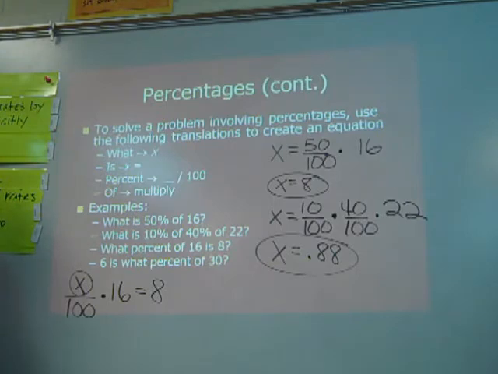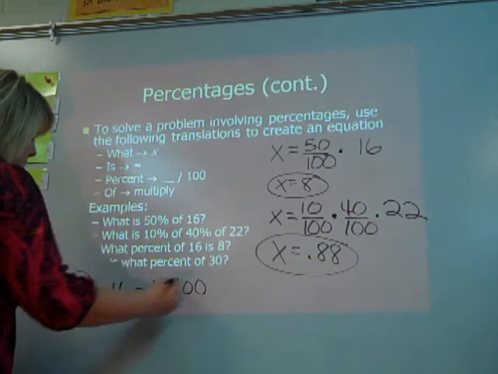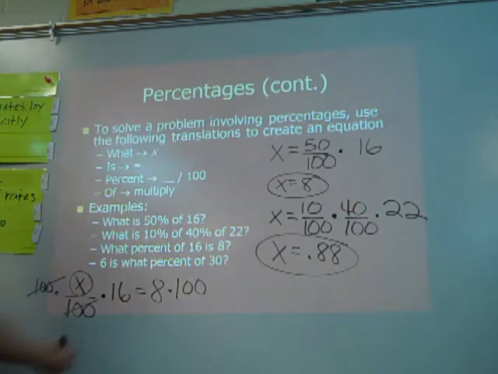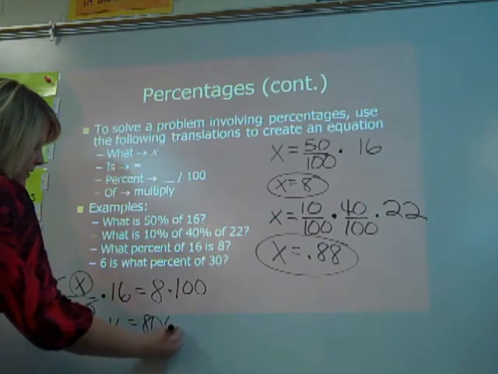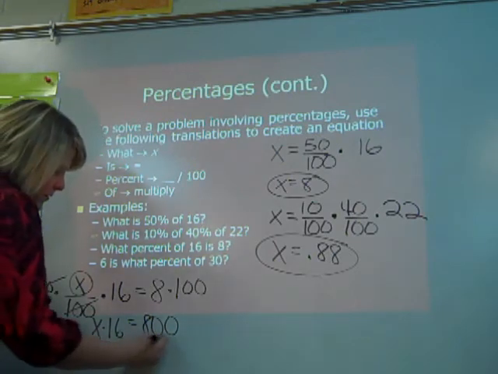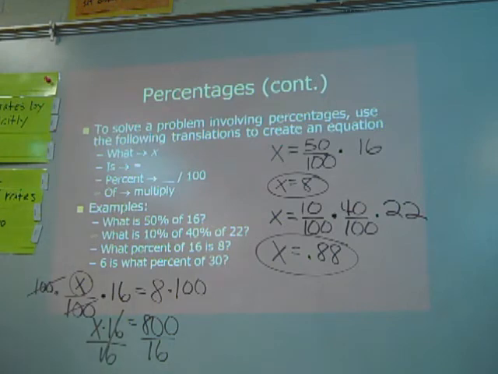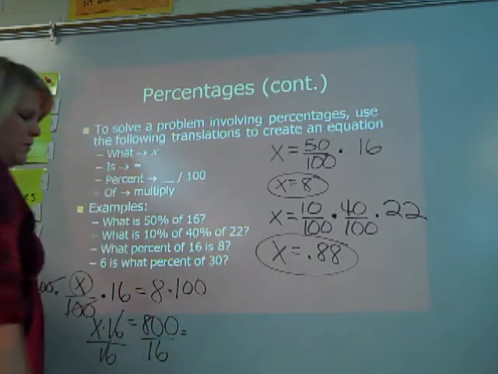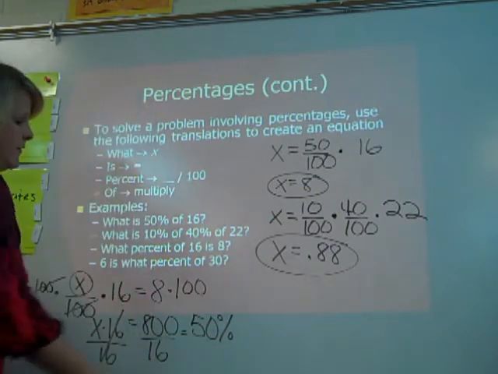Multiply by 100. You could multiply both sides by 100. So then you would have x times 16 equals 800. And then divide by 16. And what do you get? 50? 50%.